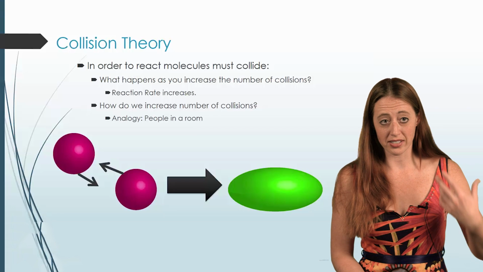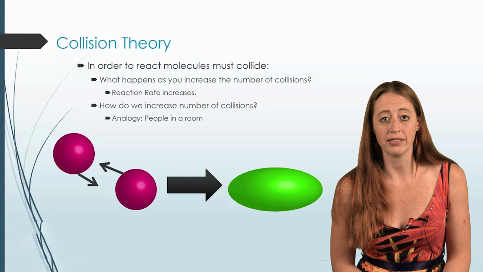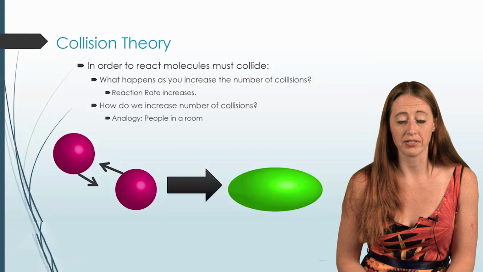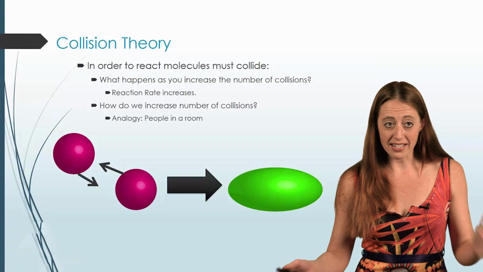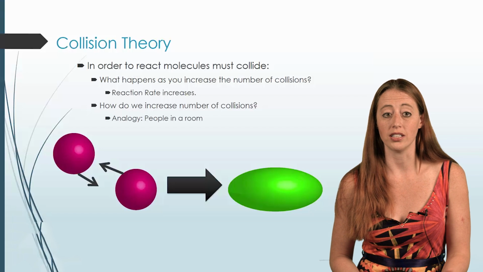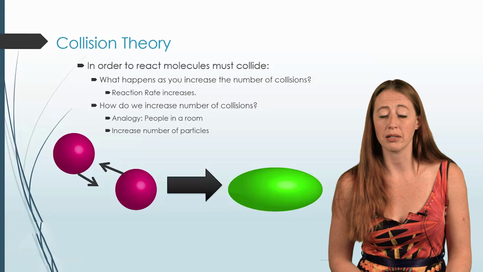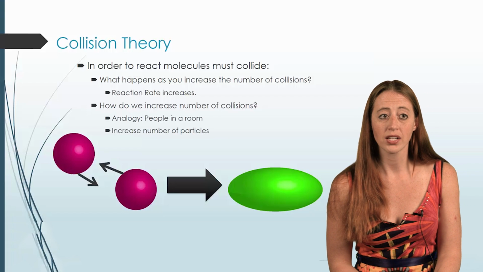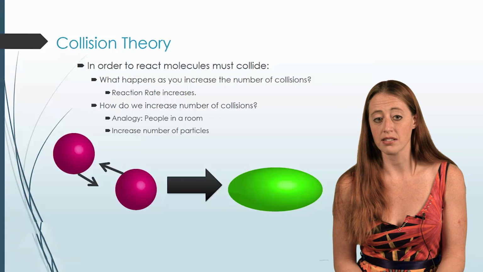So one of the things that we could do is just increase the number of people. If I put 2 people in a living room or even a lecture hall, they're not going to collide with each other very often. There's going to be a very low rate of collisions. But now if I take that same living room and I put 15 people in it, there's going to be far more collisions. And so that, in this analogy, would just be increasing the number of particles. However many reactants you have, we can increase the concentration. And that's basically what we've been covering up until now. That's our reaction rate laws.